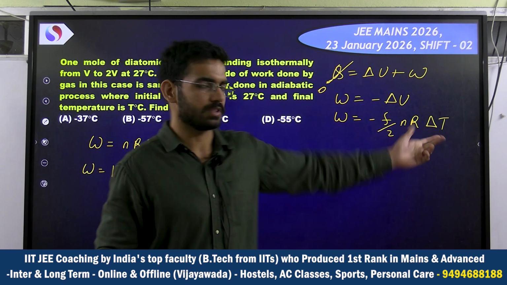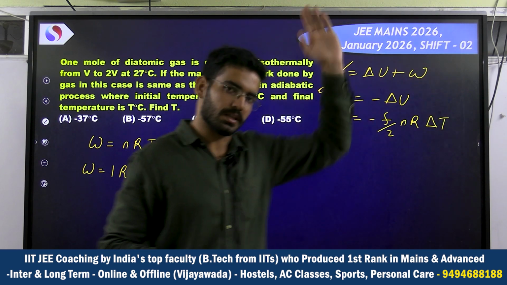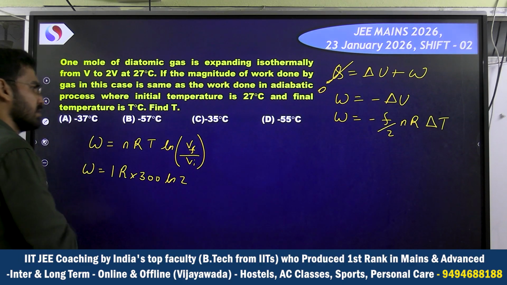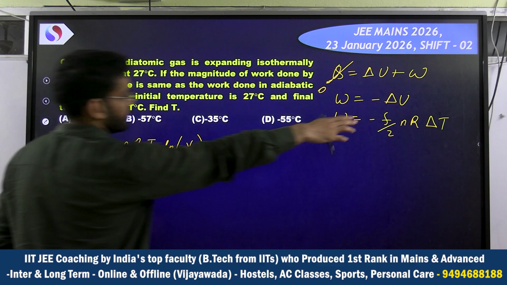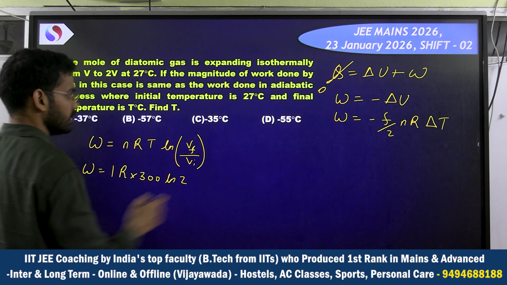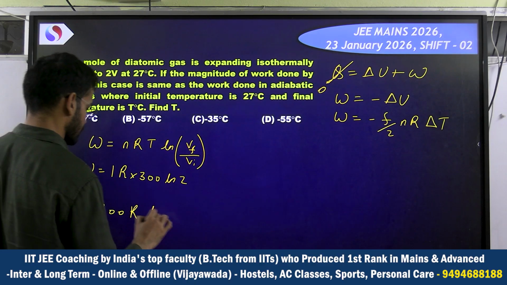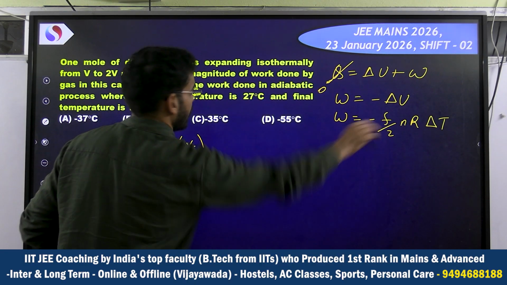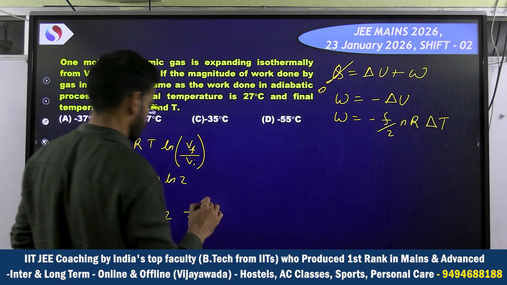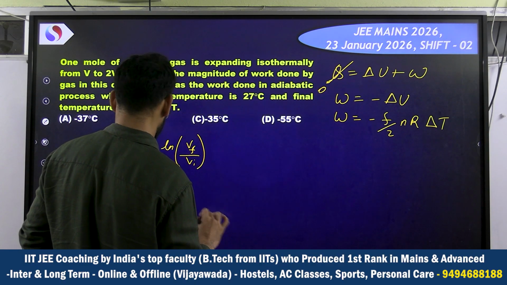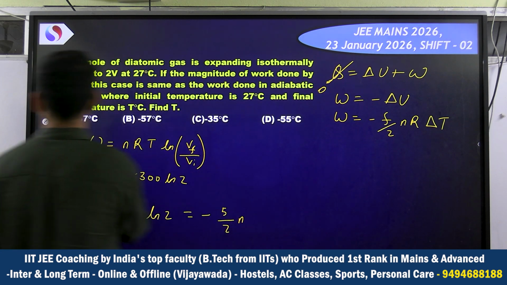Now here people do with gamma and then negative sign inside, T initial minus T final, then 5-6 formulas they write down. Don't do that thing, okay? Don't go with that nonsense. So here if we put that value, that is equal to this value, right? So we have 300 R ln 2 is equal to minus F by 2. So here he said diatomic gas, diatomic means degree of freedom 5, right? So minus 5 by 2, n is 1.